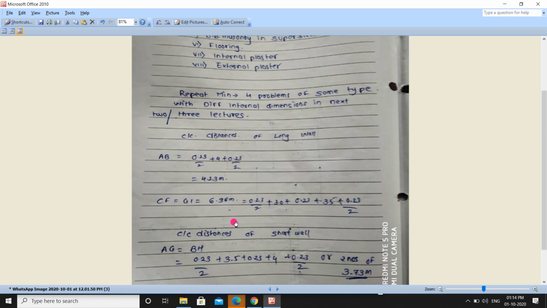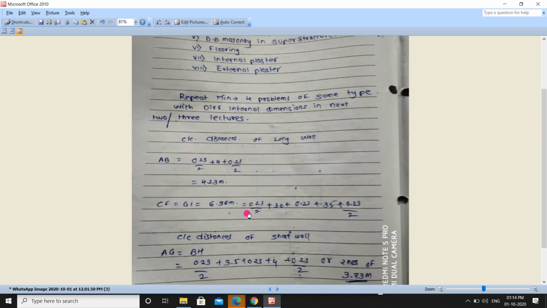Whereas for the center to center distance of the short wall, there are two short walls, AG and BH. So how much will these be? See here, 0.23 by 2 plus 3.5 plus 0.23 plus 4 plus 0.23 by 2, and it will be how much? 3.73 meter, but the number of walls will be 2.